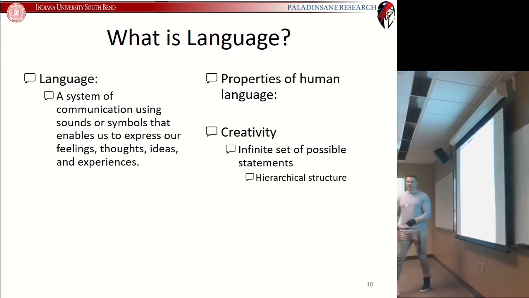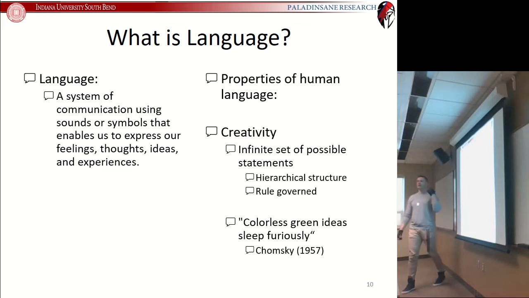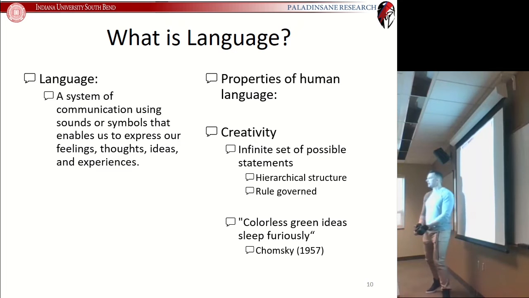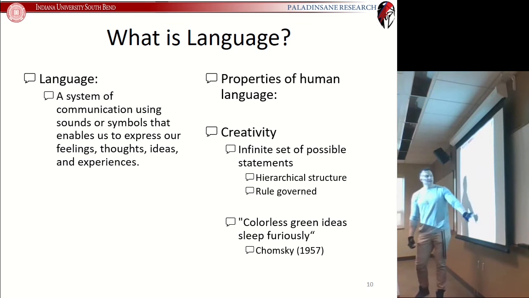And these possible statements do have a structure to them. It's not that a language will allow for just any random infinite combination of the words in that language. It does have a structure to it, a sort of hierarchical structure. But within that rule-governed system, you have an infinite number of possibilities. One of the big famous examples of this came from Chomsky, probably the most well-known linguist in history. And he gave an example that showed this possibility of an infinite set of possible statements, hierarchical structure, rule governed.